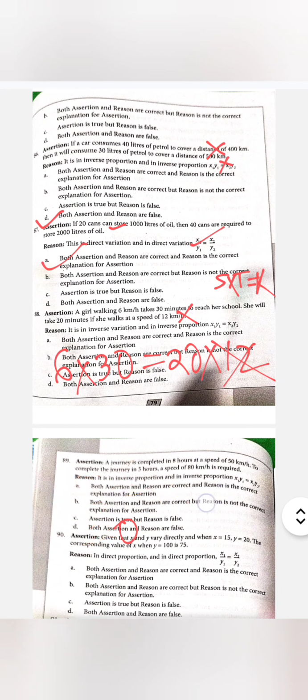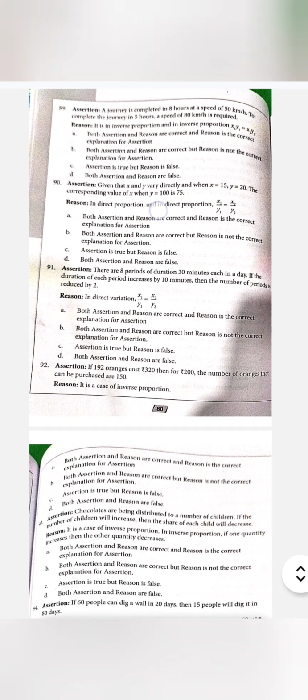Okay, here assertion is false. Now come to the reason part, that it is in inverse proportion. Yes, speed and time is in inverse proportion. So here we can say that assertion is false but reason is true. x1 y1 is equal to x2 y2. Assertion is false, okay, but reason is true. Then option C we will take. Assertion is false but reason is true.